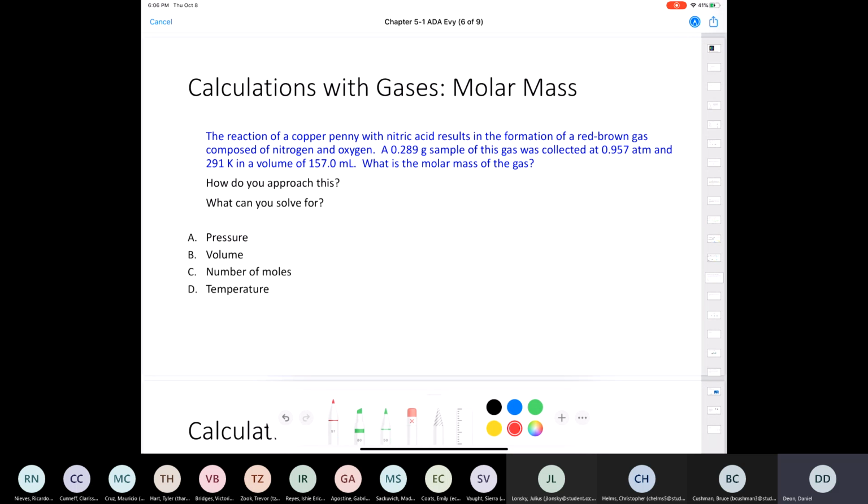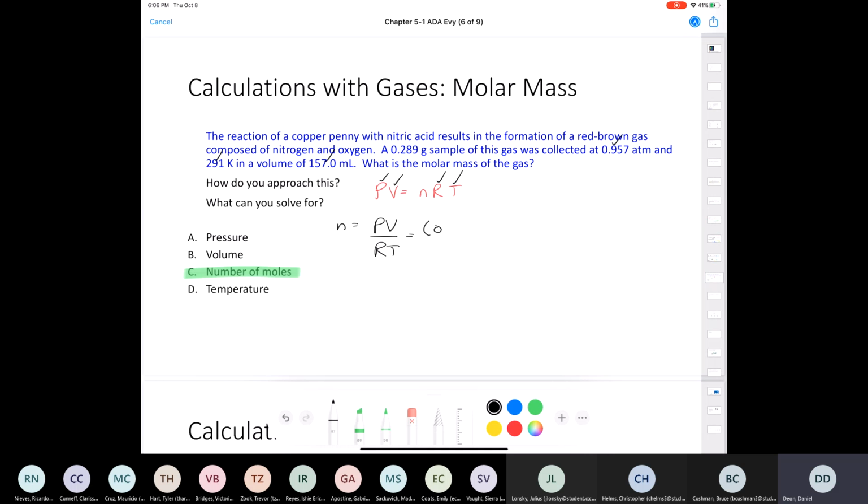If we think about our ideal gas law, PV is equal to nRT. R is a constant. We have the pressure, we have the volume, and we have the temperature in Kelvin. What we can solve for is the number of moles. n is equal to PV divided by RT. Let's go ahead and do that.